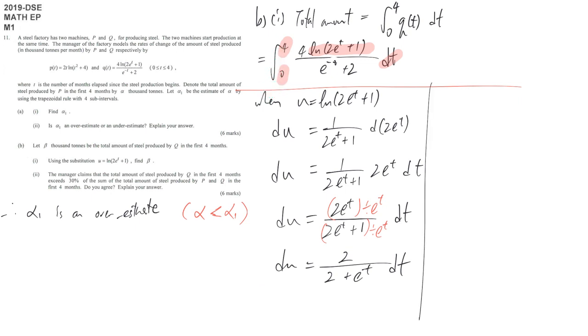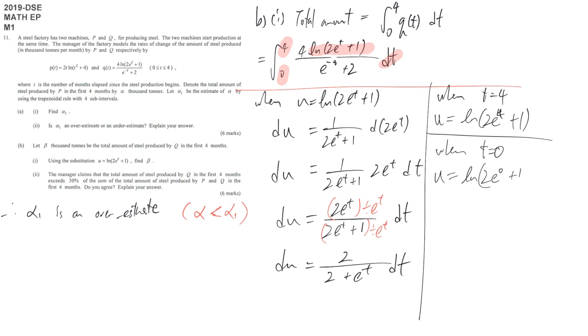So next step, the only problem is the upper bound and lower bound. When t is equal to 4, what is the new corresponding value of u? u is equal to natural log of 2e^4 plus 1. I can't simplify it, so just leave it this way. So when t is equal to 0, hope it's easier. It gives you natural log 3.